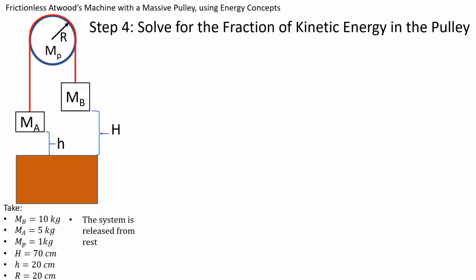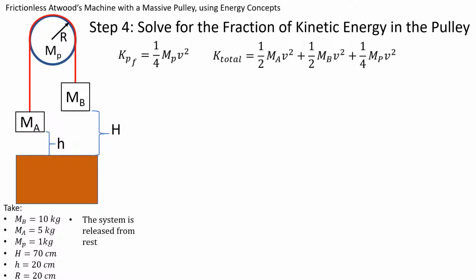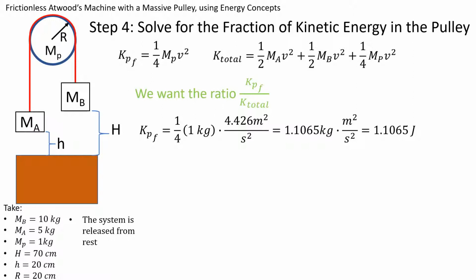Okay, so we're moving on to the last part of the problem, which asks us to solve for the fraction of kinetic energy in the pulley. So this is what we have from before. The kinetic energy in the pulley is 1/4 MP v squared, and we know that the total kinetic energy at the end is just the sum of each kinetic energy, so 1/2 MA v squared plus 1/2 MB v squared plus 1/4 MP v squared. And what we want is the ratio K_P over K total at the end. This is the fraction of kinetic energy that the pulley has compared to the total kinetic energy.